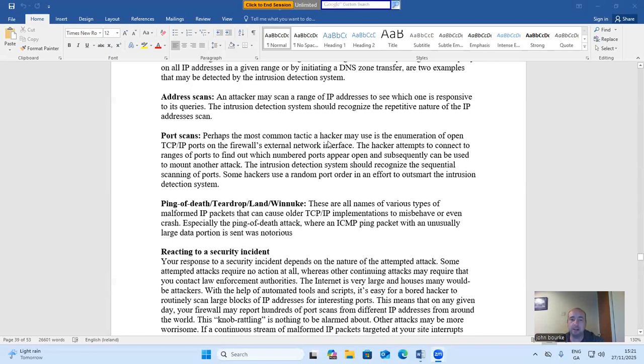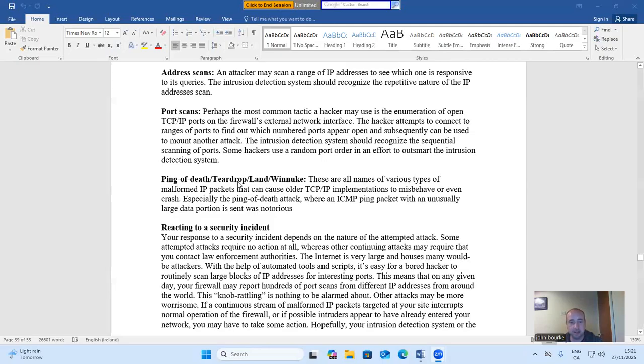Port scans. Perhaps the most common tactic a hacker may use is the enumeration of open TCP/IP ports on the firewall's external network interface. The hacker attempts to connect to ranges of ports to find out which numbered ports appear open and subsequently can be used to mount another attack. The intrusion detection system should recognize the sequential scanning of ports. Some hackers use a random port number in an effort to outsmart the intrusion detection system.